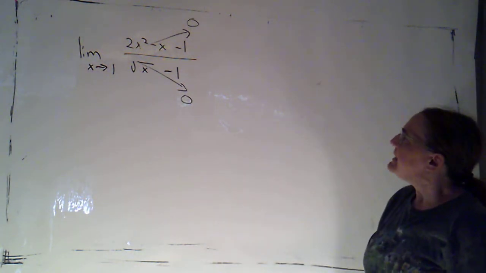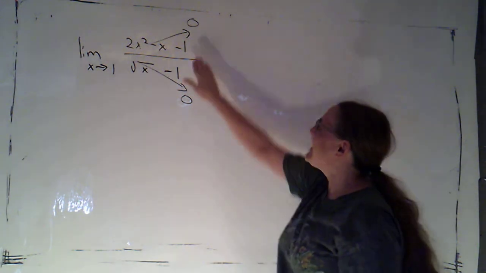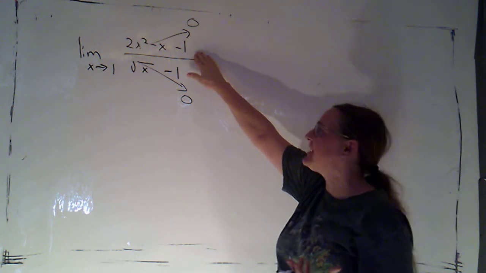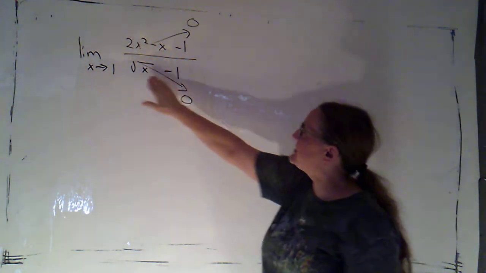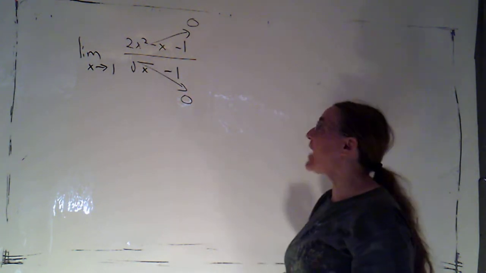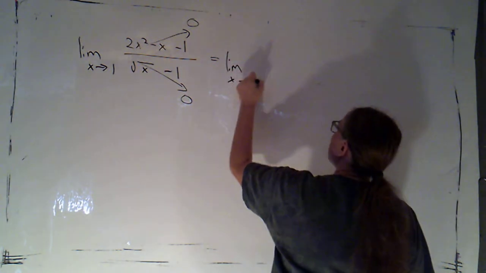Okay. Now here, I think I'm going to want to try both techniques that we've discussed. The top here is a polynomial, so I think I'm going to want to factor that. The bottom is going to 0 and it involves a root, so I think I'm probably going to want to try to rationalize that. So let's see, limit as x goes to 1.